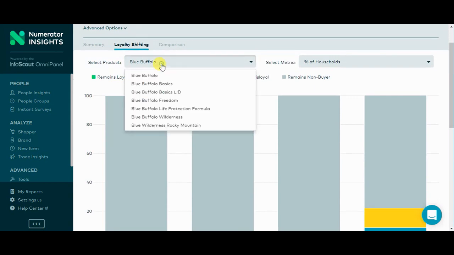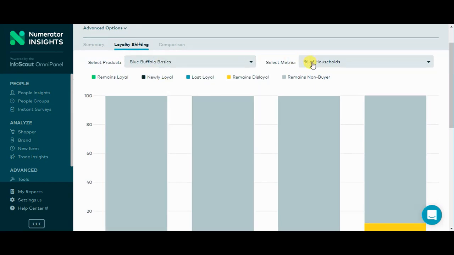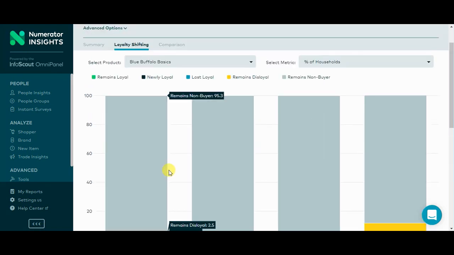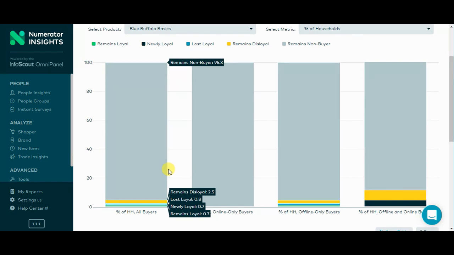So this tab again will allow us to select which of the brands we want to look at. So again, let's look at basics. And then again, we can look at the different metrics. So if I scroll down here just to be able to see this, now we're looking at these basics buyers, Blue Buffalo Basics, the percent of households for each of these segments. So we have of all buyers, of online only buyers, which we selected PetSmart. So it seems that nobody's really purchasing from PetSmart.com, at least with our brick and mortar segment. And then we have our offline only buyers, which means they only shop in stores. And then we have both those offline and online buyers merged together.